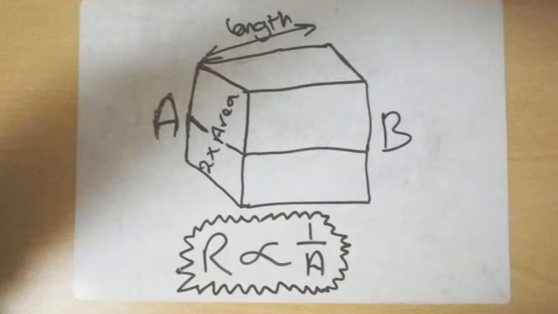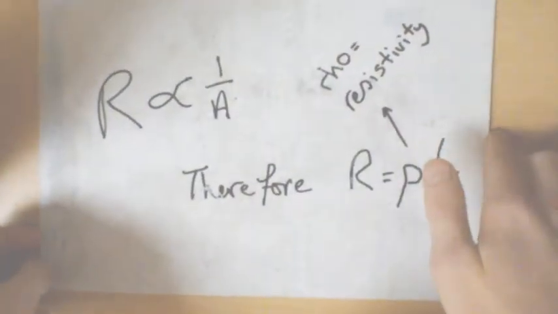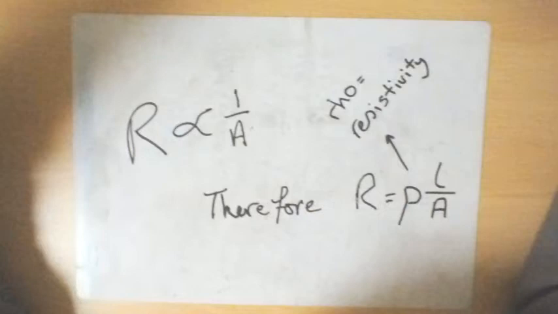Therefore, the overall resistance of the metal block can be said to be directly proportional to the length of the block divided by the cross-sectional area. This can also be written as R equals rho L over A, where the letter rho is a constant that represents the resistivity of the material that the block is made from.